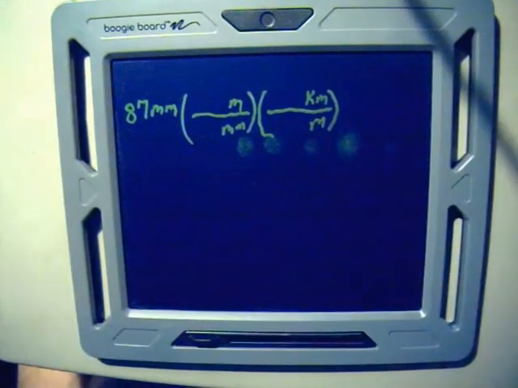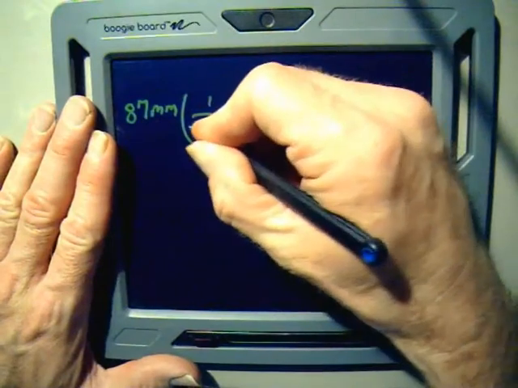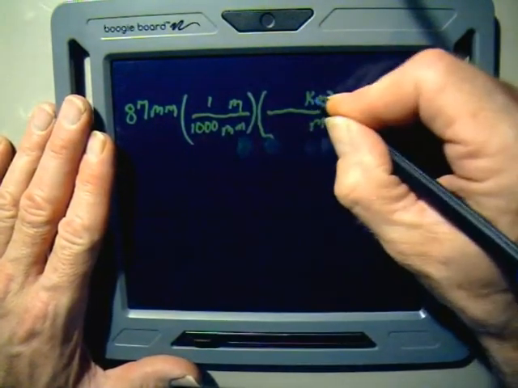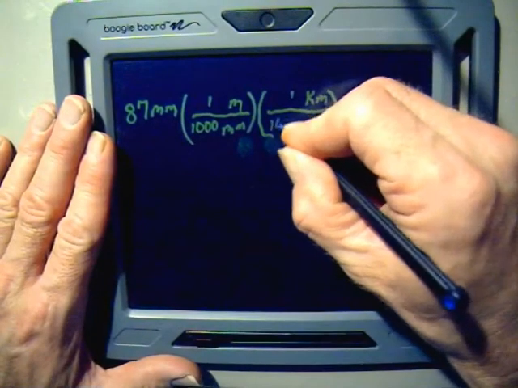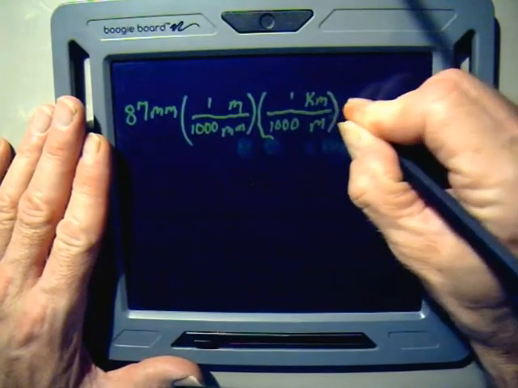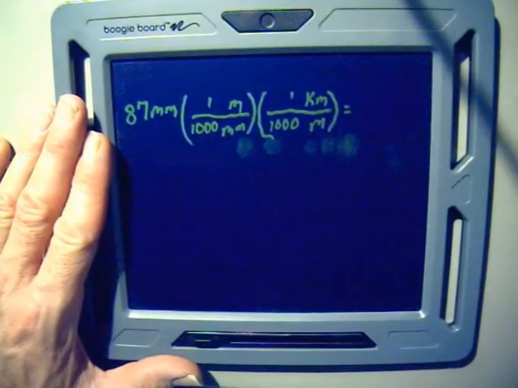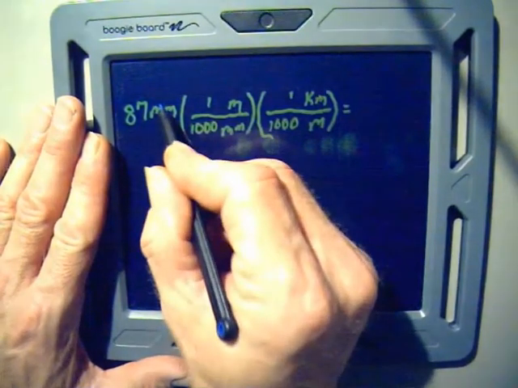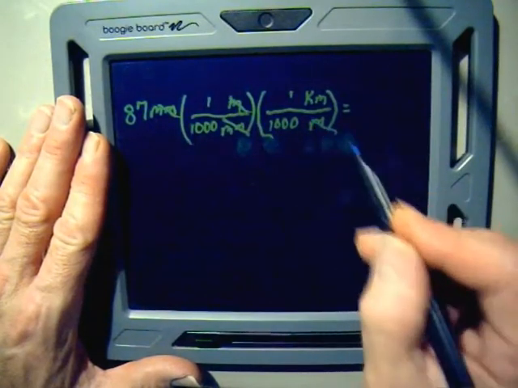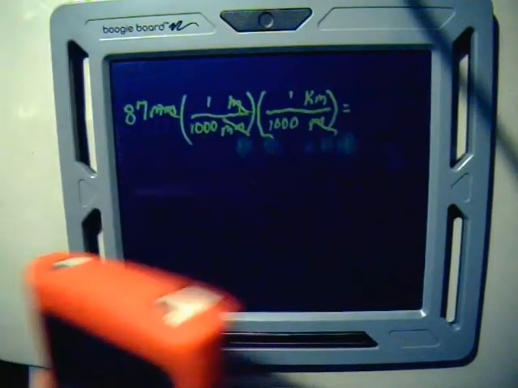And we simply have to look up, well, how many millimeters are in 1 meter? Well, in 1 meter, there are 1,000 millimeters. In 1 kilometer, there are 1,000 meters. And so now let's check to make sure that we have everything set up correctly. We have millimeters on top, millimeters on bottom, they cancel. Meters on top, meters on the bottom, they cancel. So we're left with kilometers.